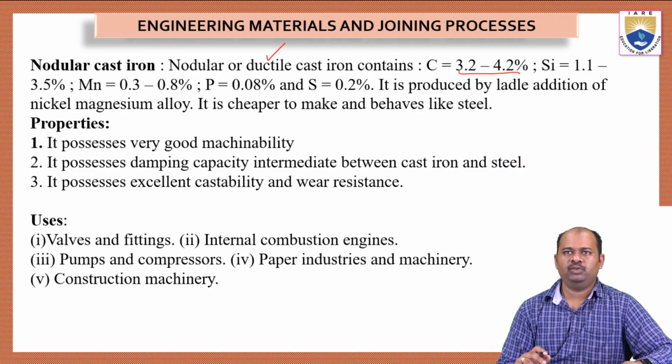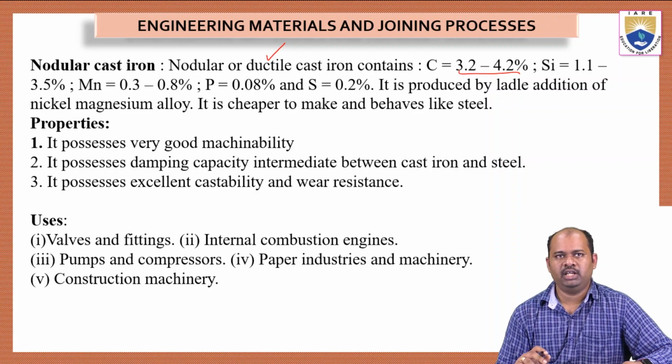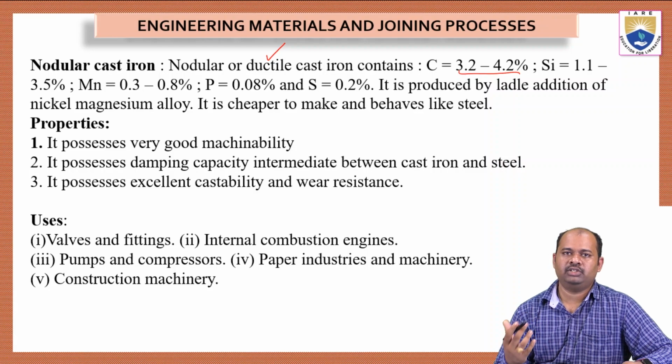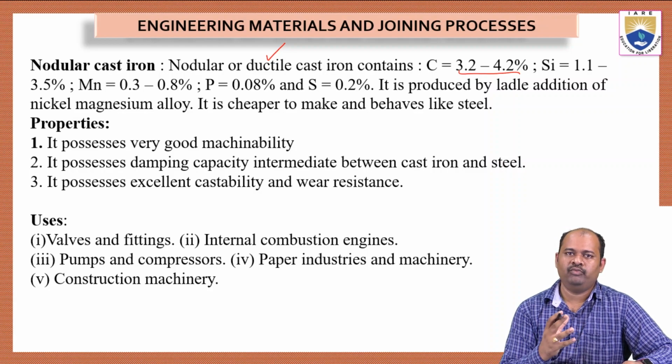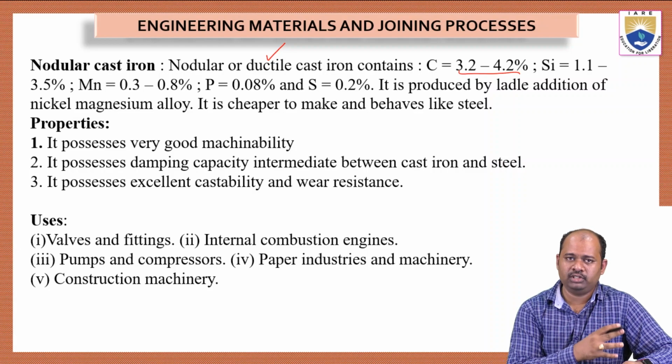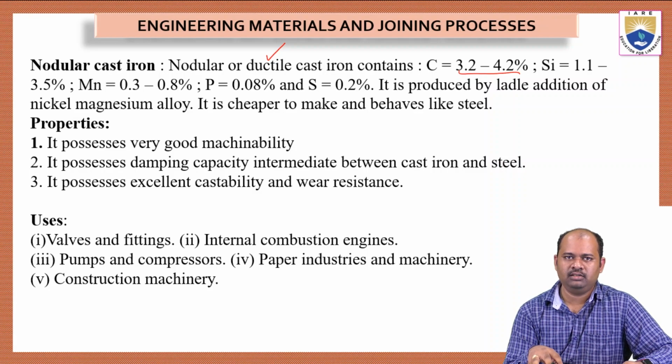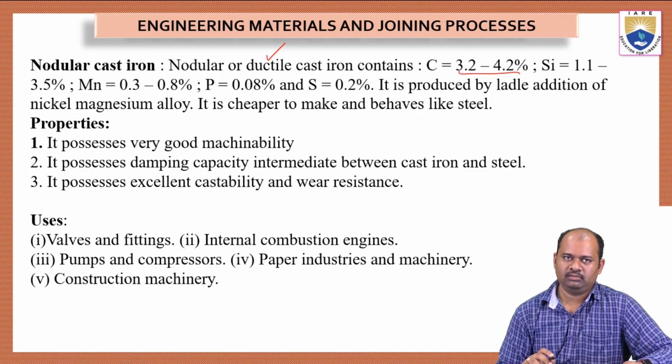It is produced by ladle addition of nickel magnesium alloy, and it is cheaper to make and behaves like steel. So this nodular cast iron is very easy to prepare, yet it is very cheap when compared to other forms of steels, because those steels will take more refining process than this nodular cast iron, which shows ductility very similar to that of steels.